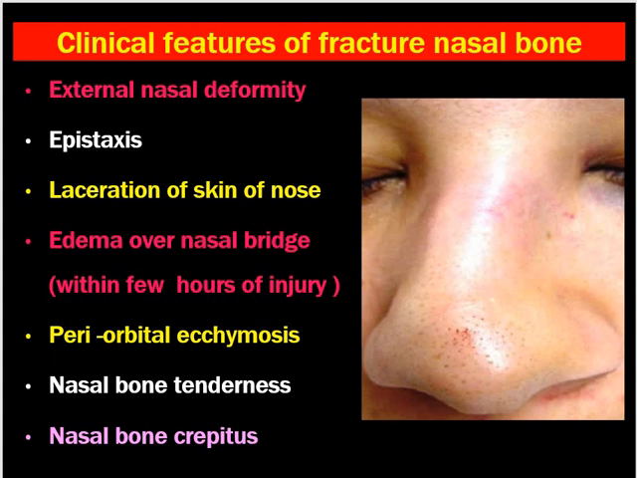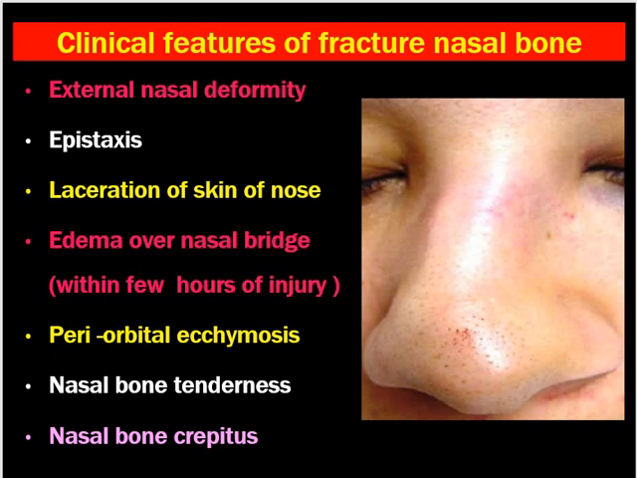Let's come to clinical features of fracture nasal bone. The patient presents with some trauma followed by external nasal deformity. Patient may have bleeding from the nose, that is called epistaxis, or bleeding may be from outside the nose also when there is trauma. Skin over the nose may be lacerated, or there may be edema over the nasal bridge. Edema usually happens within a few hours of injury. That is the contraindication for surgery or reduction. There may be periorbital ecchymosis.